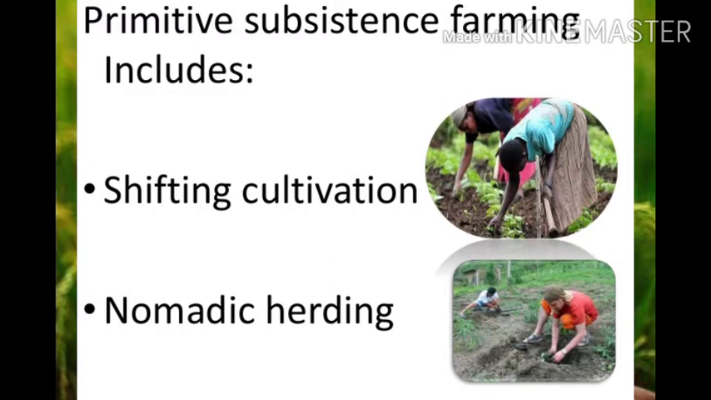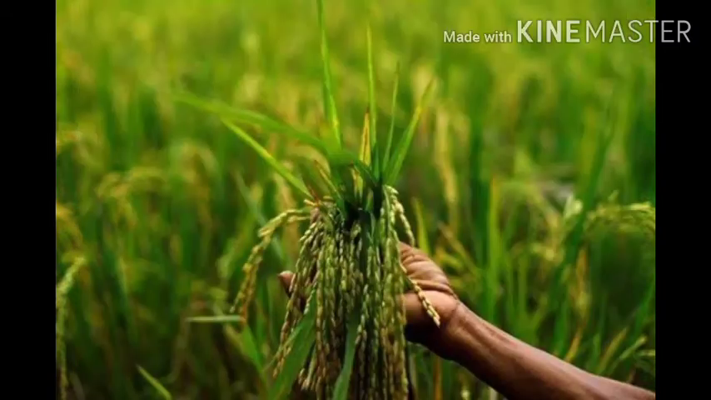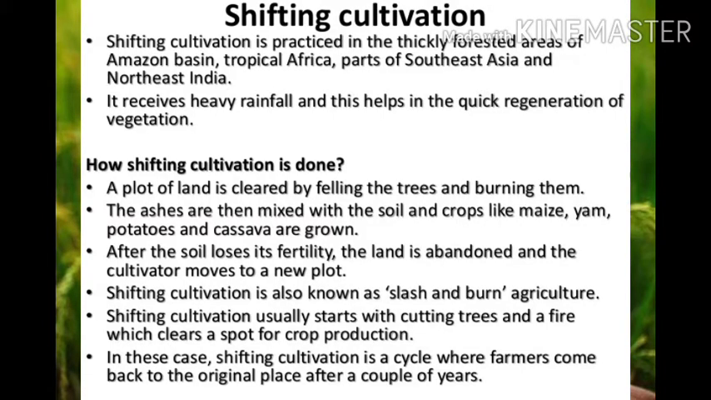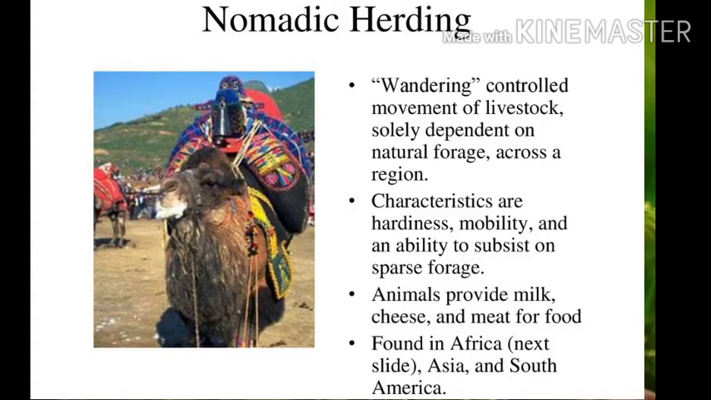Students, the primitive subsistence agriculture is divided into two parts. As I already told you, shifting agriculture is a farming system in which a plot of land is cleared and cultivated for some time till the soil nutrients run out, after which the farmer moves on to a new plot of land. And students, on the other hand, nomadic herding is generally practiced in arid and semi-arid land where cultivation is not possible.